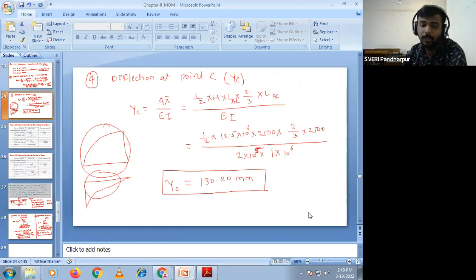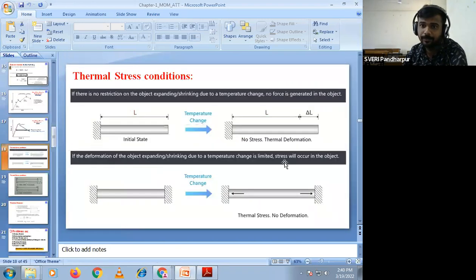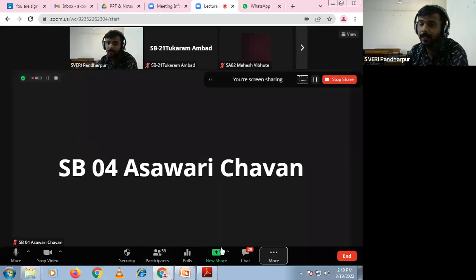Okay, so only one point is remaining, that is the introduction part of the Macaulay method. How the Macaulay method is useful for the slope and deflection, that we will understand in the next lecture. We'll take some introduction part, some important things which are required for the MCQ questions, and then we'll finish this chapter maybe in the next lecture.